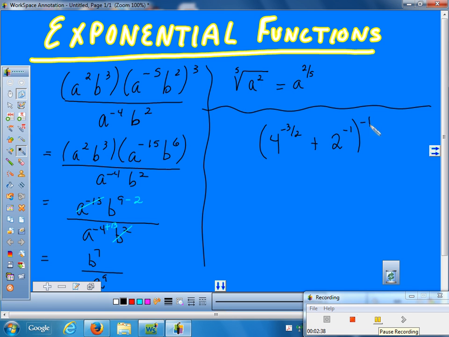Am I allowed to distribute that negative 1 power if there's a plus sign in the problem? No, I cannot distribute it. Here, we were multiplying, so yes, you could distribute. Addition? No, you can't distribute. If it was squared, we FOIL it. What you need to do is simplify the inside. We'll deal with that negative 1 power as the last step. So the big question is, how do you figure out what 4 to the negative 3/2 is?